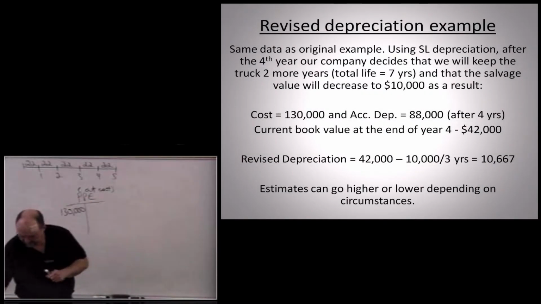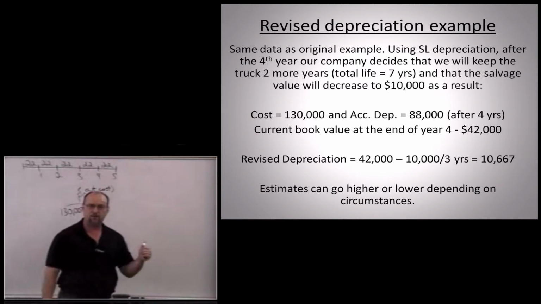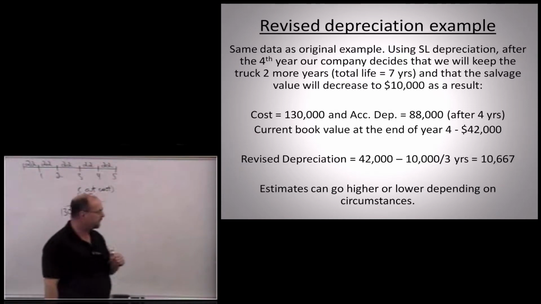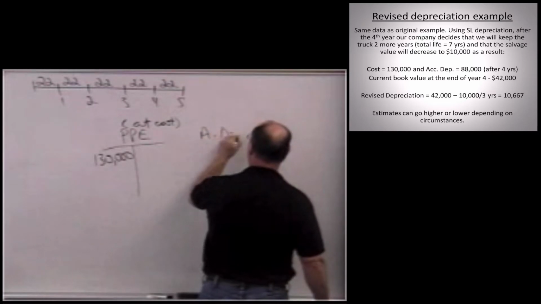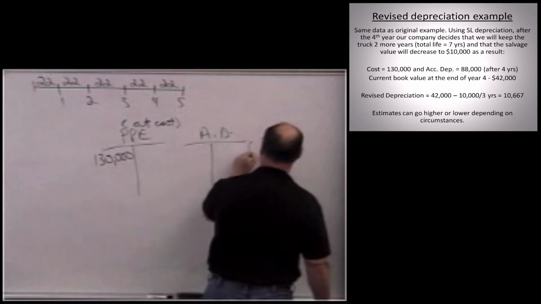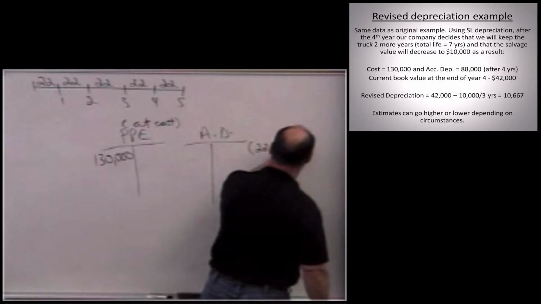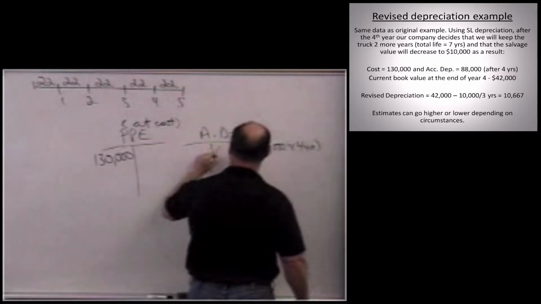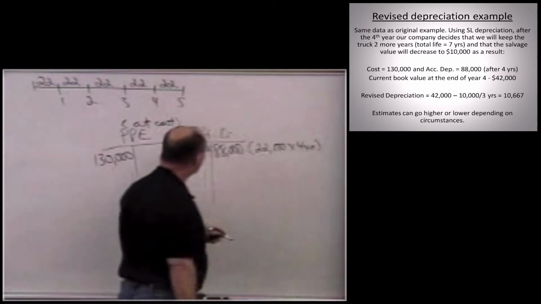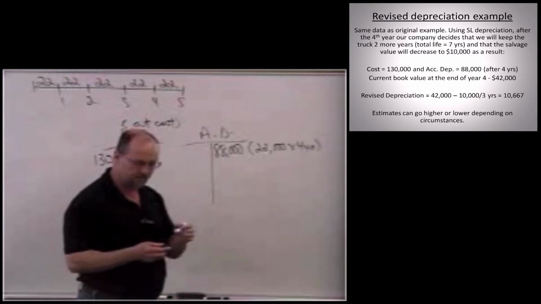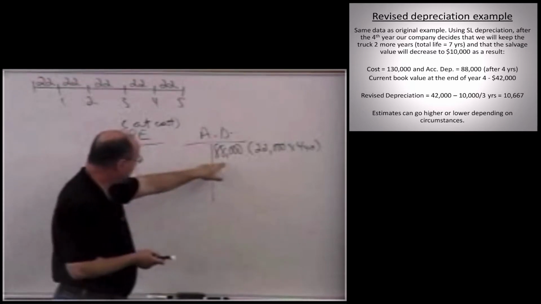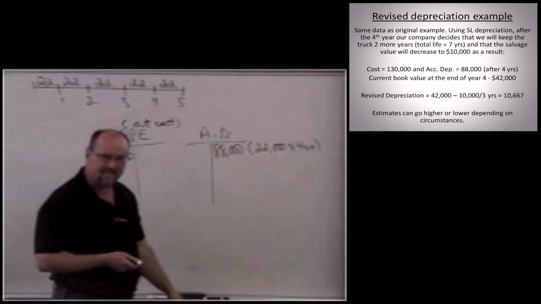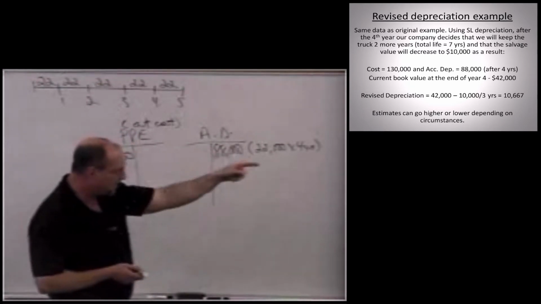Okay, using the same data, cost 130, salvage 20, original useful life 5 years. If after the 4th year, here's accumulated depreciation, 22,000 annual depreciation times 4 years, we would have 88,000 in accumulated depreciation after the end of 4 years, which means our current book value would be cost of 130 minus 88, and that would give us a current book value of $42,000.